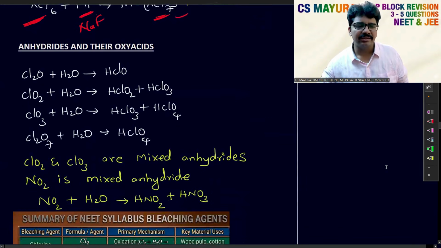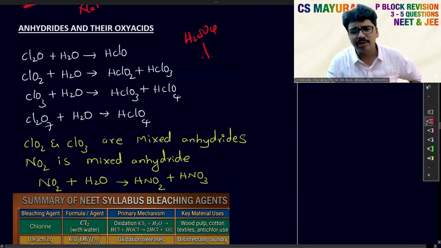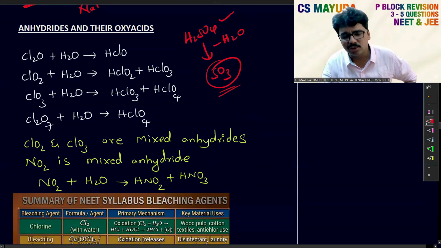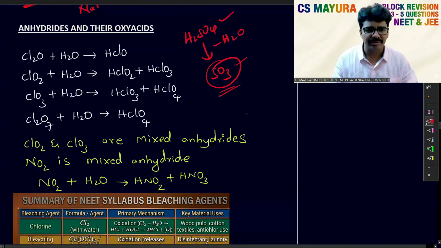Next, anhydrides and their oxoacids. I am taking H2SO4. Remove all possible water molecules from H2SO4 and you will get SO3. This SO3 is called an anhydride. SO3 is the anhydride of sulfuric acid, and H2SO4 is the hydrated form of SO3. These types of questions are also important. Similarly, Cl2O is the anhydride of HOCl, and Cl2O7 is the anhydride of HClO4, right?